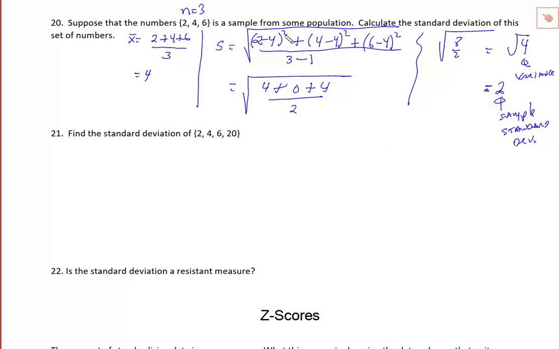One thing that would happen, let's say that I did not square these. If I did not square them, what would happen? Notice, 2 minus 4 is negative 2. Take that back, 2 minus 4 is negative 2. 4 minus 4 is 0. 6 minus 4 is 2. But if I added these up without squaring, what would happen? I would get 0. In fact, I would get 0 every single time. So one reason we're squaring is because otherwise the sum on the top would be 0.